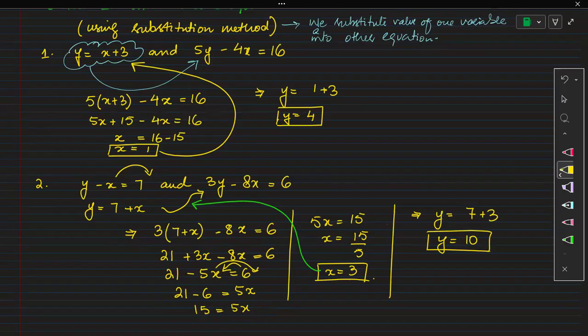Solving these two equations means that you have found the solution set, which shows where these two lines intersect each other. So the point where they intersect is going to be 3 comma 10. When these two lines intersect, they will have a common point.